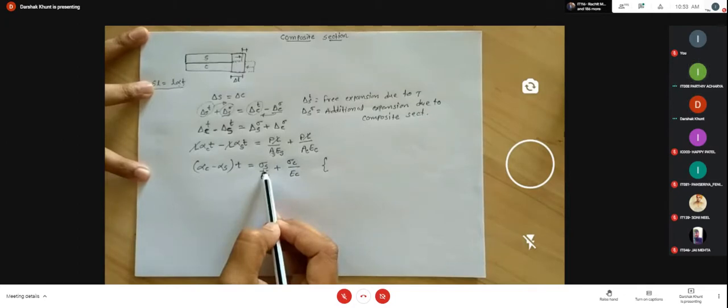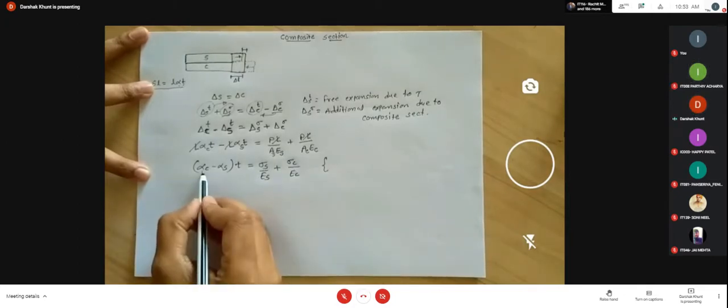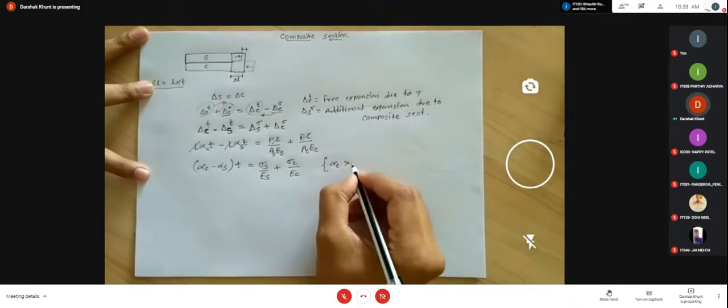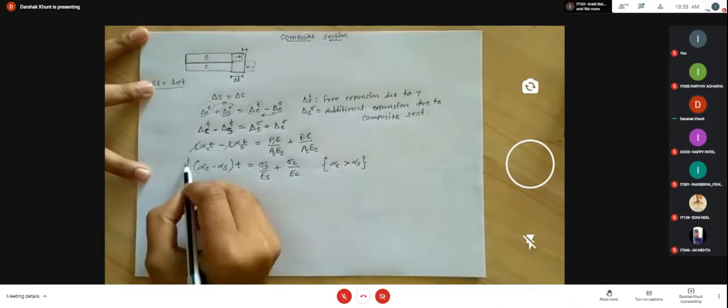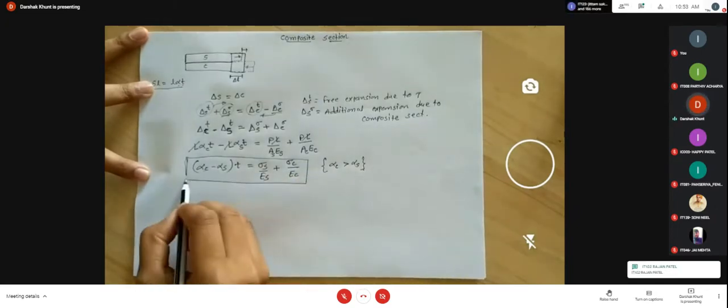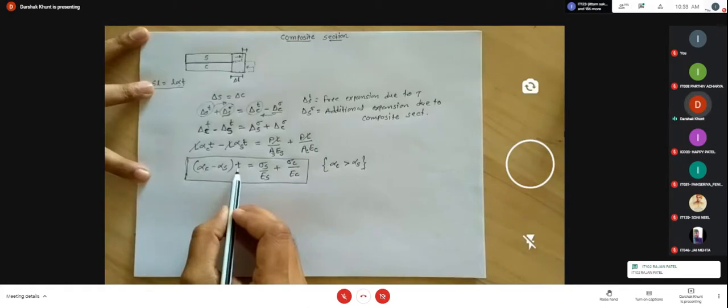So here we have assumed that the thermal expansion for copper is higher than steel. So we say that the expansion coefficient for copper is higher than the expansion coefficient of steel. So we get this relation between the stress and the temperature variation. Here the temperature variation is T and the stress in the different materials is defined by sigma S and sigma C.